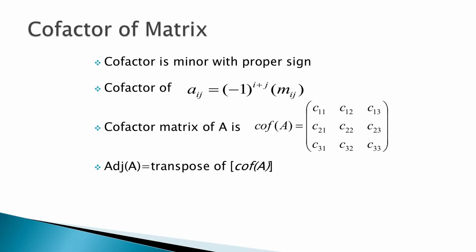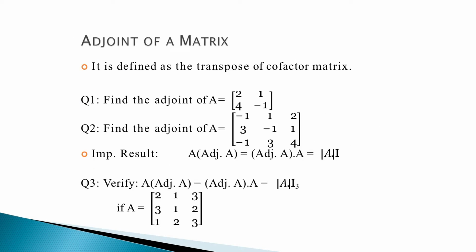Next, we have to find out the adjoint matrix. The adjoint matrix is nothing but the transpose of the cofactor matrix. That means, to transpose the cofactor matrix we interchange rows into columns and columns into rows. Then we have the adjoint matrix. Here is an example of how to find the cofactor matrix, minor matrix and adjoint matrix. A very important result is A into adjoint of A, and adjoint of A into A, is equal to the determinant of A into the identity matrix. We verify.